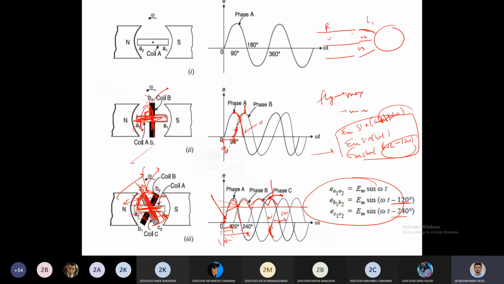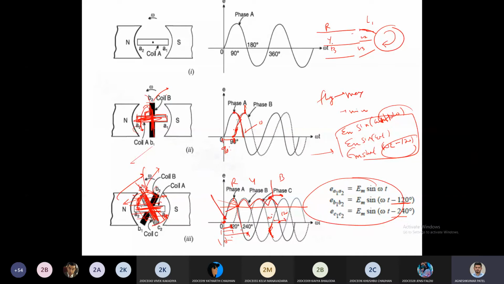The phase sequence is R, Y, B. Okay, phase A, phase B, C. So R reaches its maximum first, then Y and then B. If these three phases are connected in this way, then the motor will rotate in one direction.